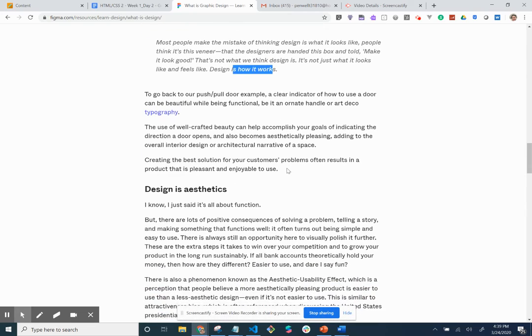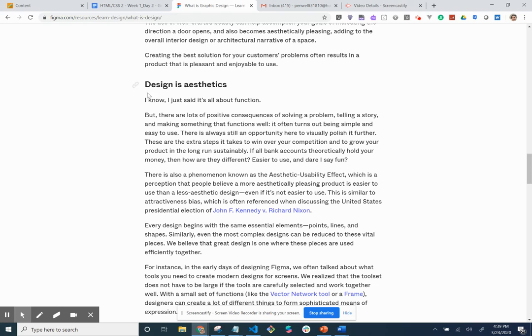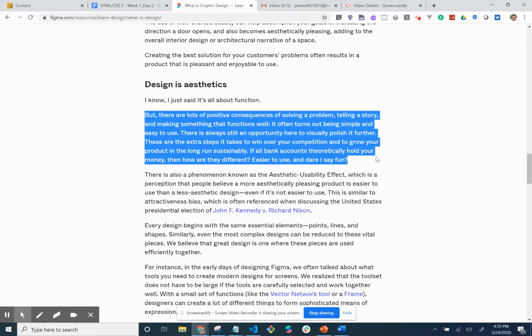So let's see. Design is aesthetics. Okay, it's function and aesthetics, but there are a lot of positive consequences of solving a problem, telling the story, and making something that functions well. It often turns out that it's simple and easy to use, and there's always still an opportunity to visually polish it further. These are the extra steps it takes to win over your competition and to grow your product.